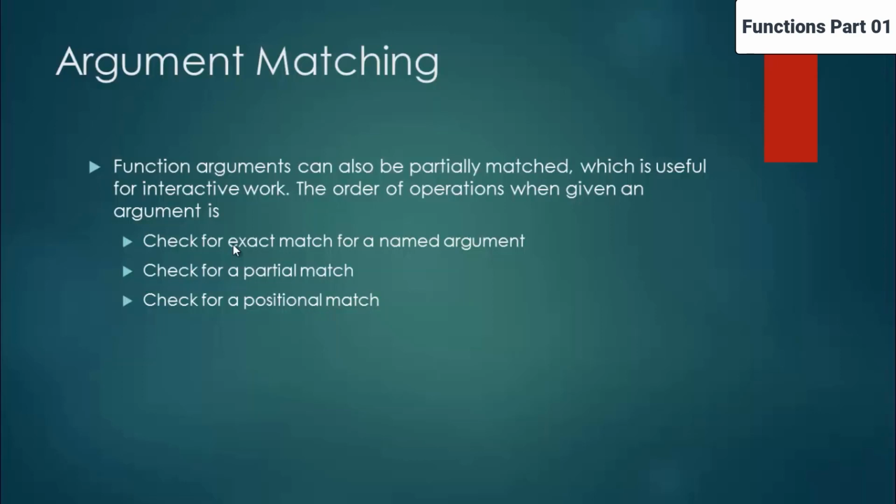The order of operations when given an argument is: check for an exact match of a named argument. So whenever you name the argument, this is the order of processing. The names will be taken into consideration first, and then check for a partial match. If there is a variable name, they will look for a partial match, and based on that, the others will be formed. And the last comes your positional match, where exactly it is called for x, y or y, x, those kinds of things.